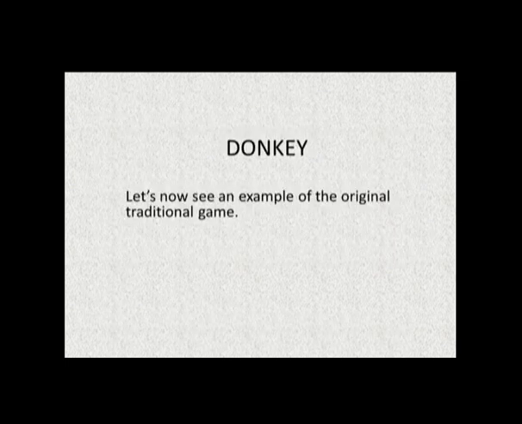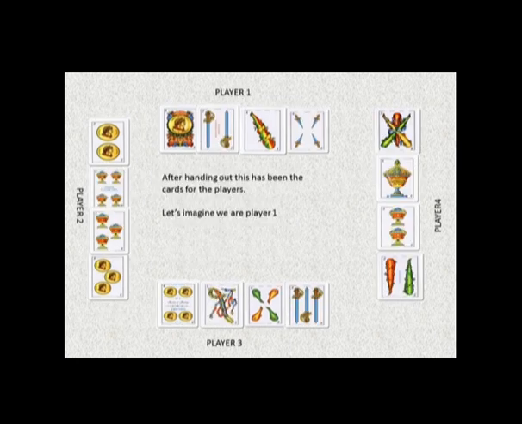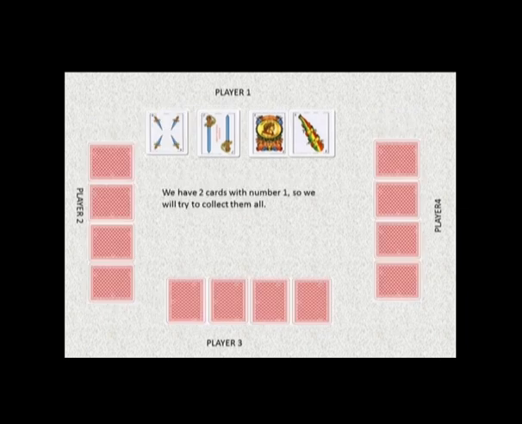Let's now see an example of the original traditional game. These are the cards to play a game with 4 players. We shuffle and hand out 4 cards to each player. After handing out, these have been the cards for the players. Let's imagine we are player 1. We have 2 cards with number 1, so we will try to collect them all.